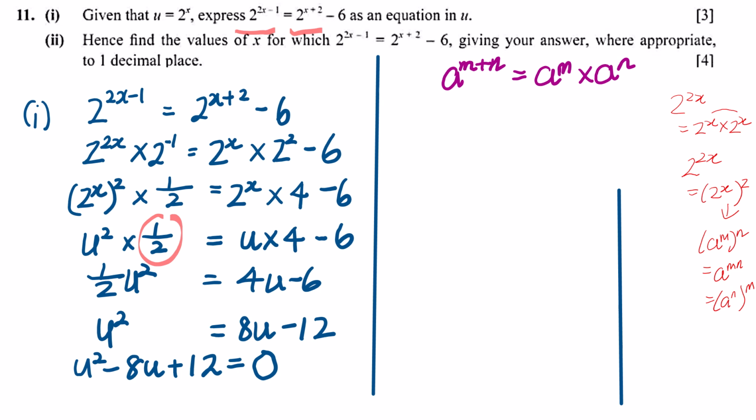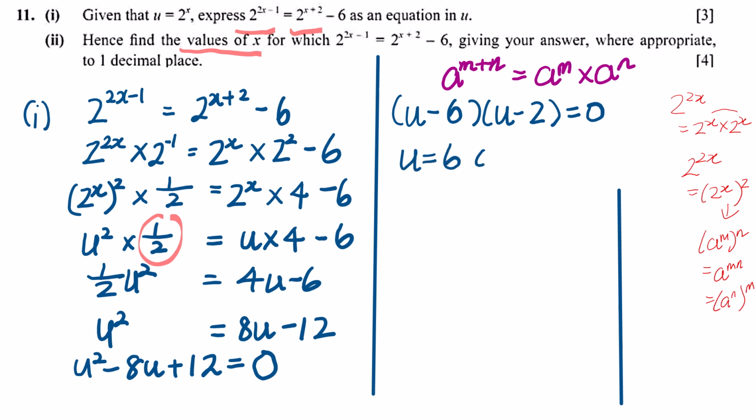So to solve it means we have to find the values of u, which is a substituted value for 2 to the power of x. Ultimately, what we need to find are the values of x. But we have to find the values of u first. So we can factorize it to get u equals to 6 or u equals to 2. And remembering that u is a substituted value for 2 to the power of x.